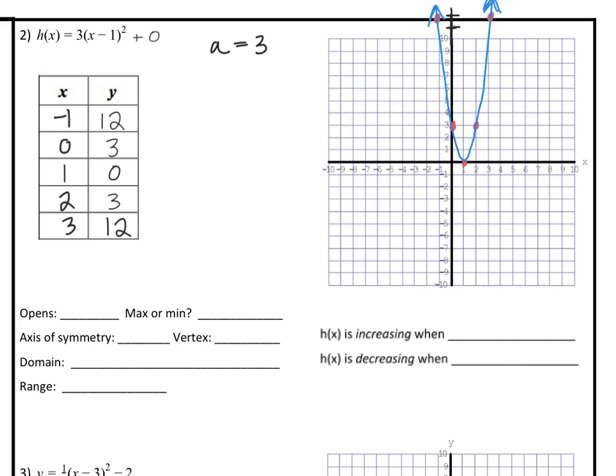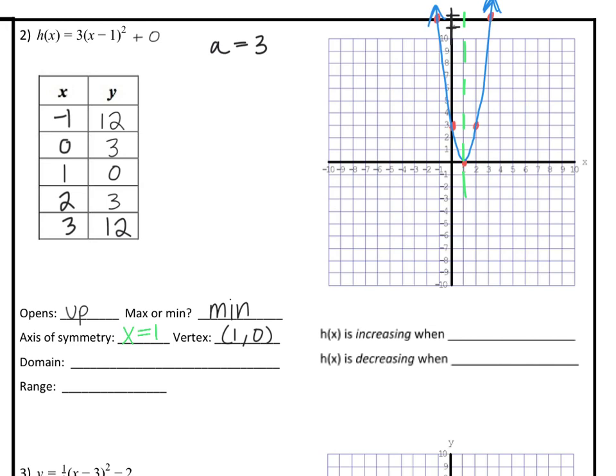We're going to answer some questions now. The parabola opens up, and you see that in the picture. You also know that because the a value is +3. It has a minimum because the vertex is at the bottom. The vertex is at 1, 0. The axis of symmetry goes through the middle of the parabola, which cuts through the vertex here in green. Your axis of symmetry is the line x equals 1.